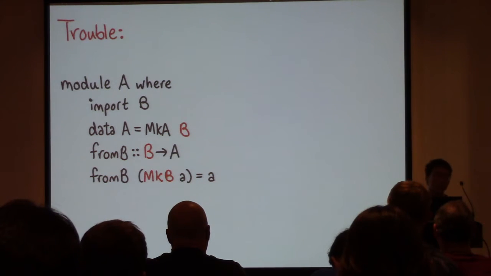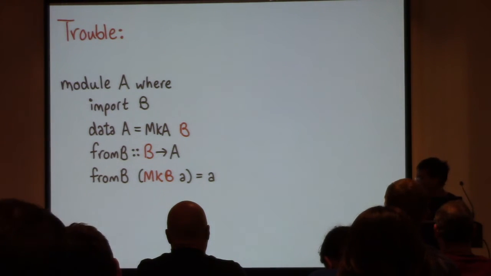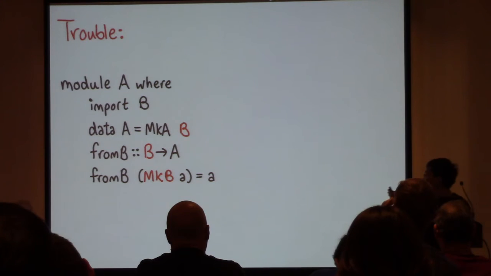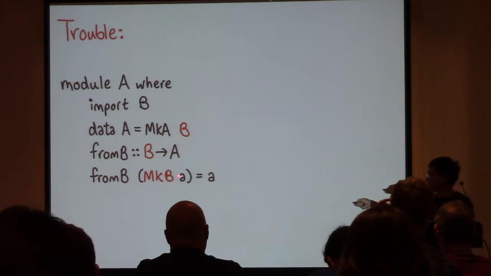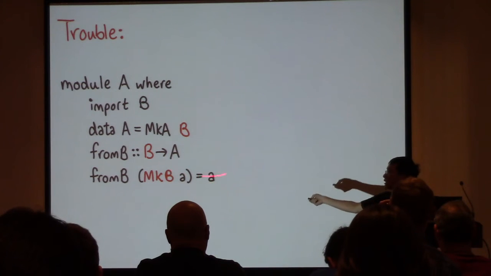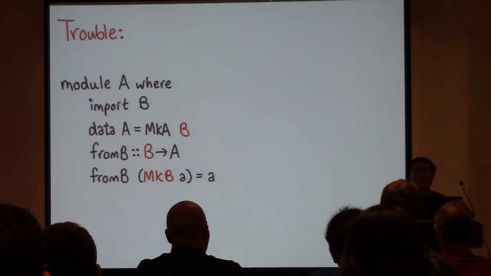So let's say we want to infer the hsboot file for B. We need to somehow write down all of the things that are being used in our file. They've been highlighted in red. So we need the type B, and we also need the constructor mcb, because those are the things that are referred to in A. So we might say again.